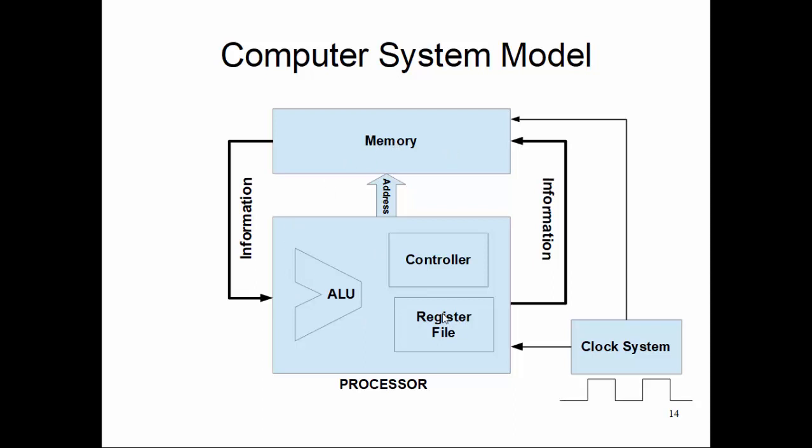So in a nutshell, we are going to look at five major components in a computing system: memory, ALU, controller, register file, and clock system. These three subsystems, ALU, controller, and register file, make up the processor, what we call the CPU, which we have seen earlier. The memory stays separate from the processor, but is a very important part of a computing system. And the clock system gives the heartbeat to the entire computing system.